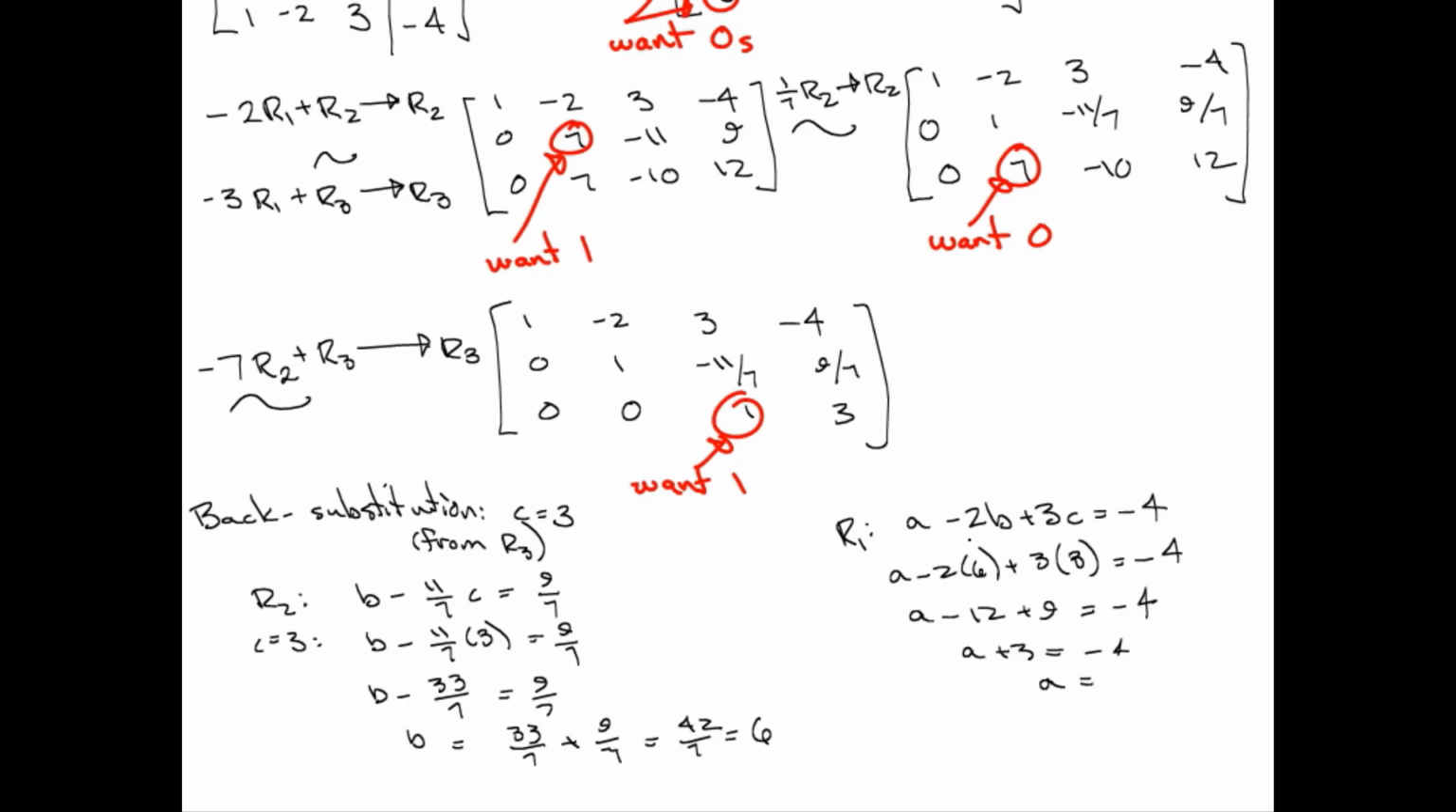And this should be a -3 right there. And so then my A is -1. And so my A, B, C ordered triple turns out to be -1, 6, 3.